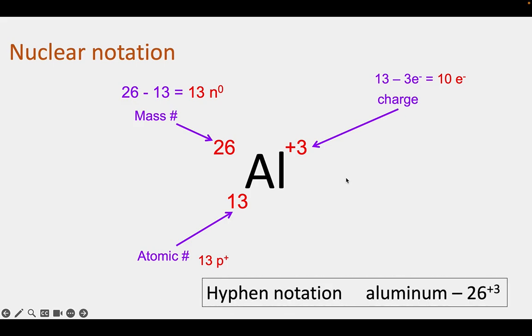And remember, we also have something called hyphen notation. In this case, it would be called aluminum-26 plus 3. So it's got the name, the mass number, and the charge. And it's the same way. You know aluminum is 13. You can figure out the number of electrons because it's 13 positive protons, it would be 10 negative electrons to balance out to a plus 3. You can figure out the number of neutrons. It'd be 26 minus the proton count of 13 to give you 13 neutrons. So hopefully you remember how to do that. This will certainly be something that's on your quiz.